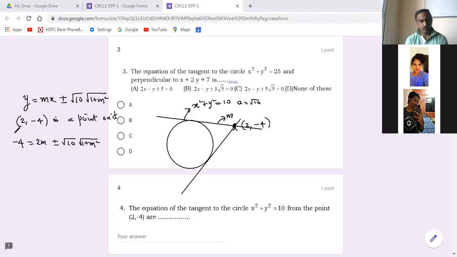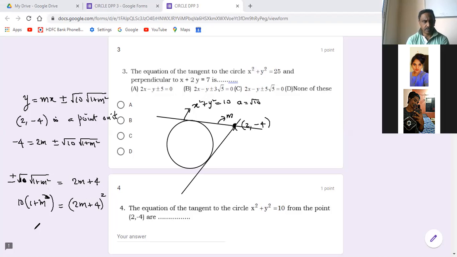There's a root this side, there is no root this side. So transfer this to the other side and square it. So I can say plus or minus root 10 into root 1 plus m square is 2m plus 4. Why? So that I can have both positive. Now squaring this, plus or minus doesn't make any difference for us. Squaring it will go away. So 10 into 1 plus m square is equal to 2m plus 4 the whole square.